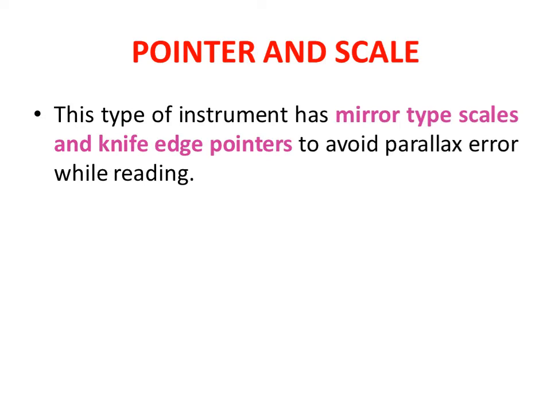Now, what are the pointer and scale? Here, the pointer used is a knife edge pointer, and a mirror type scale is used to avoid parallax error while taking the readings.